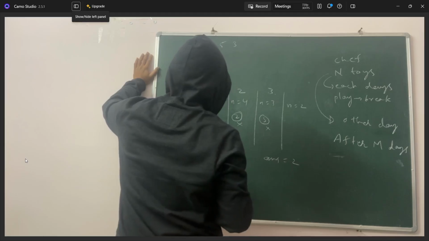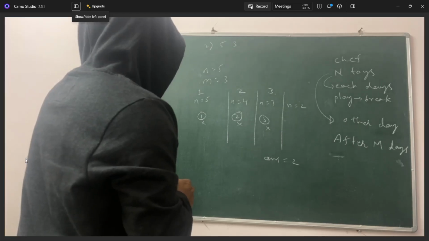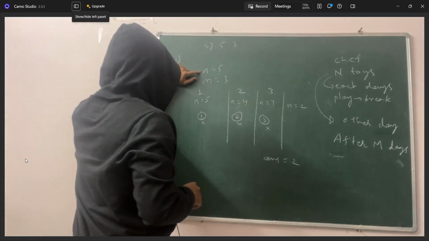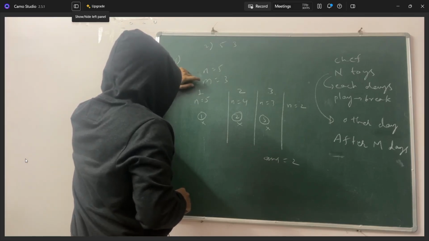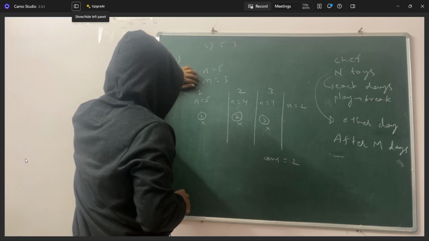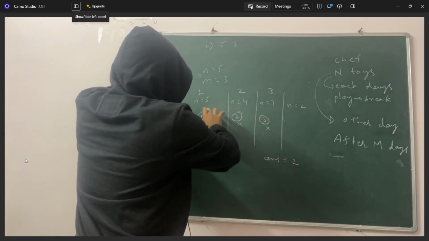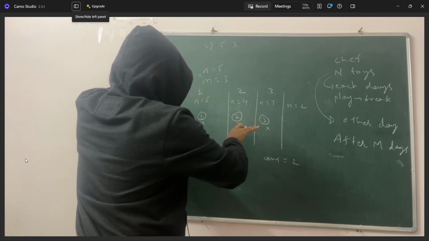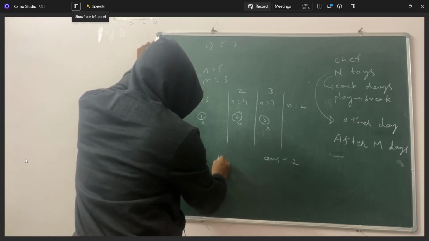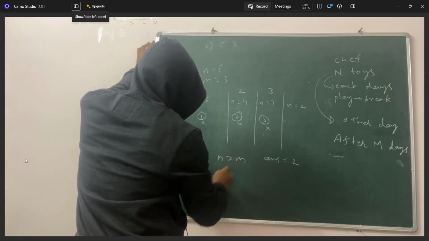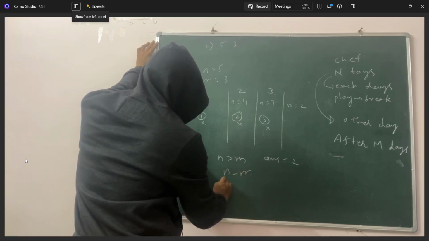So the answer is 2. How do you solve this mathematically? You can easily see that if the number of toys is more than the number of days, then he will have some toys left, given by n minus m, because each day he'll be using one toy and breaking it. So if n is more than m, the answer will be n minus m, else the answer is 0.